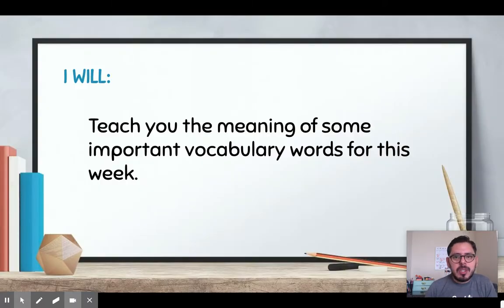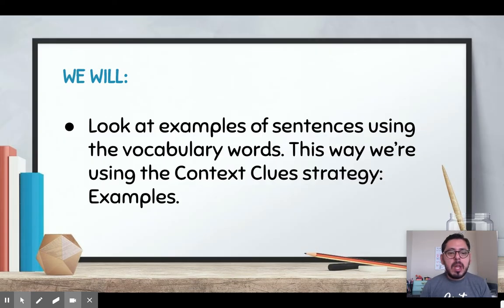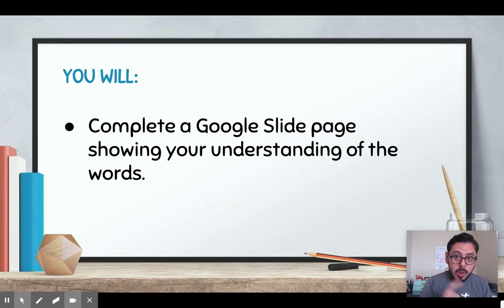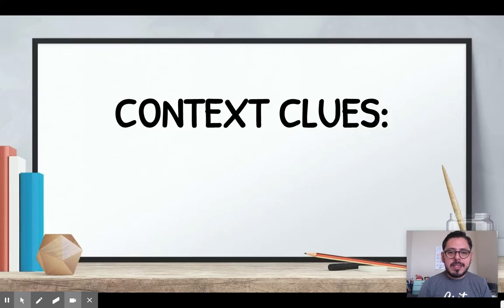Our objectives for today are: I will teach you the meaning of some important vocabulary words for this week that are critical, hence critical vocabulary. And then we will look at examples of sentences using the vocabulary words. By doing this, we are using the context clue strategy example. That's how it's called. It's an example context clue strategy. And you, on the other hand, will complete a Google slide page showing your understanding of the words that we studied today. Let's get going.